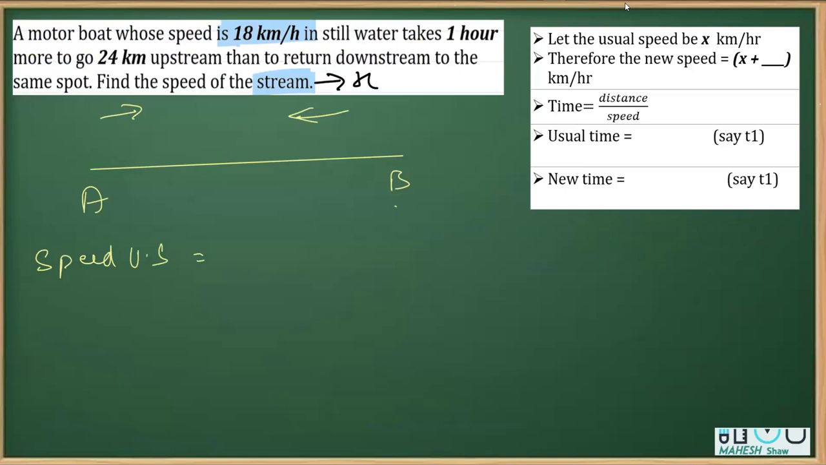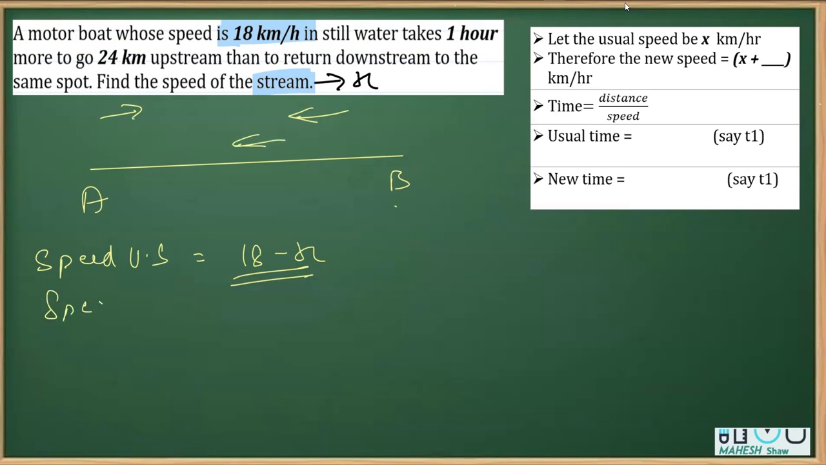we say this speed upstream is going to be, as you know, against the stream, the speed of the boat minus the speed of the stream. The speed of the boat is 18, so this is 18 minus x. It is important to remember that when you travel against the stream, the resultant speed will be the speed of the boat minus the speed of the stream, because the stream, that is the water, will tend to move you in the backward direction.